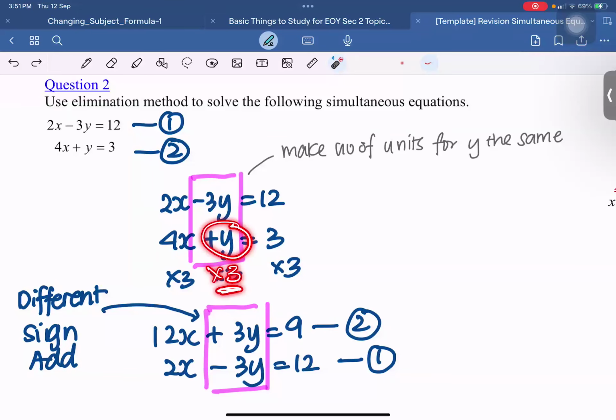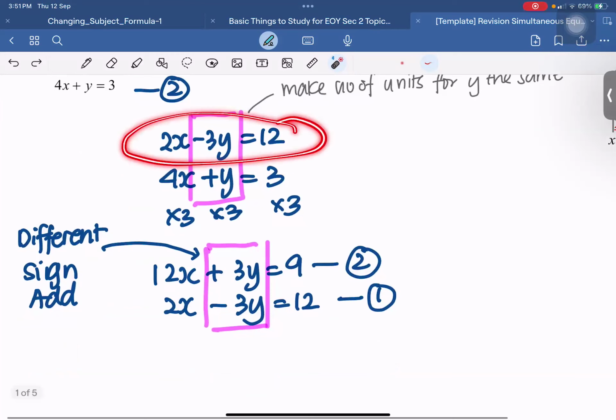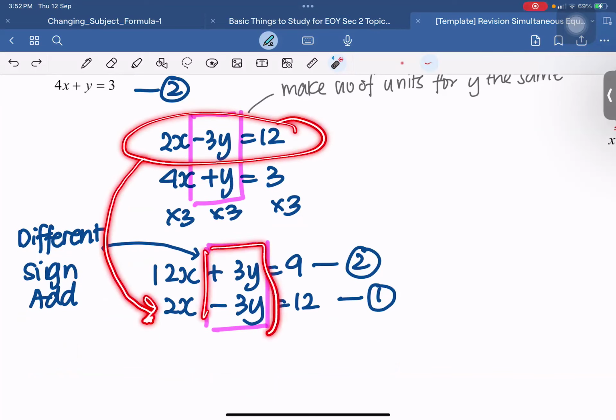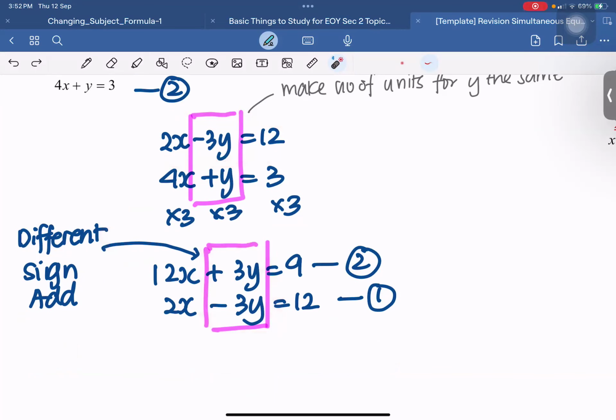If I want to multiply by 3, the whole equation needs to be multiplied by 3. 4 times 3 gets 12. y times 3 is 3y. 3 times 3 gives you 9. Then I write down my very first equation over here. Then I check that the two of them have different signs.